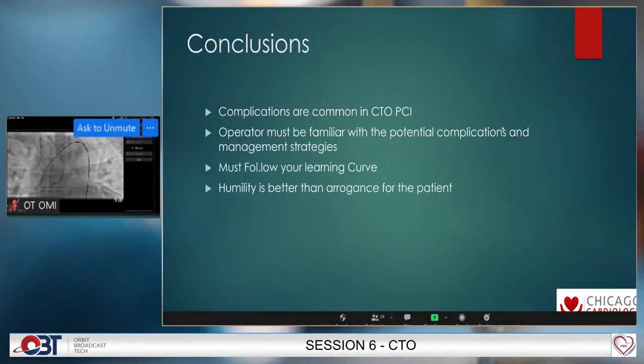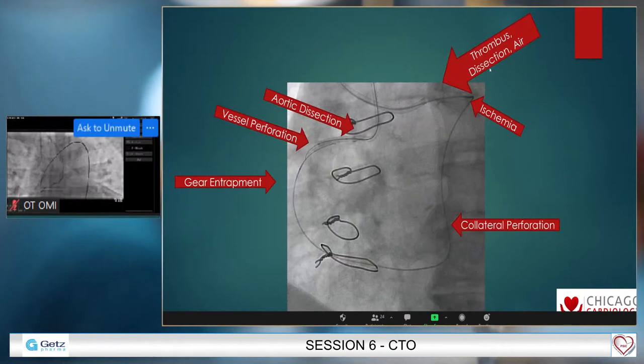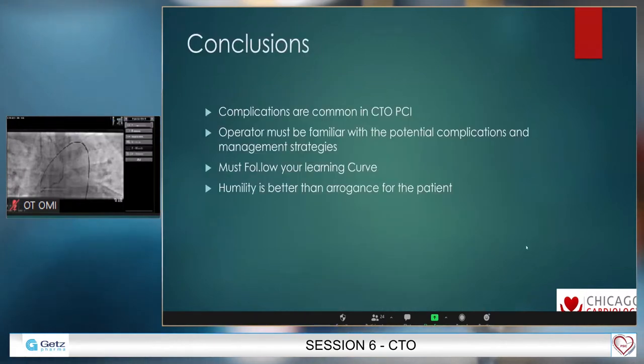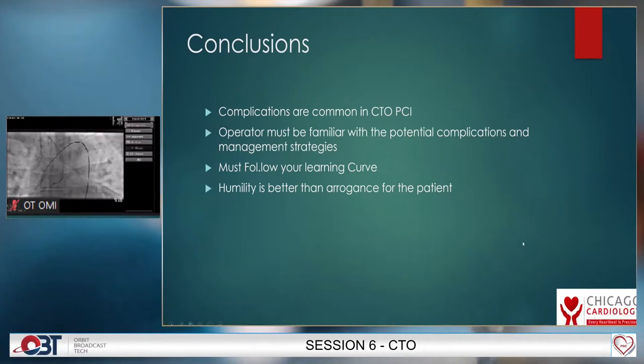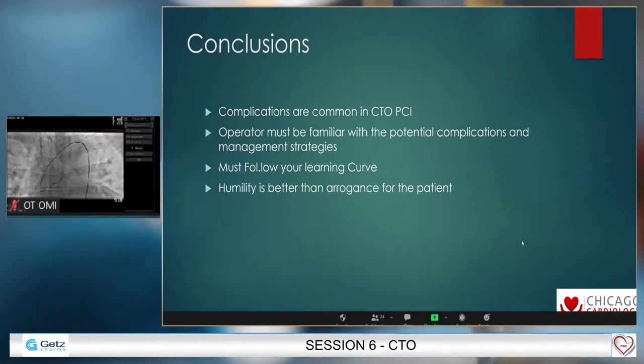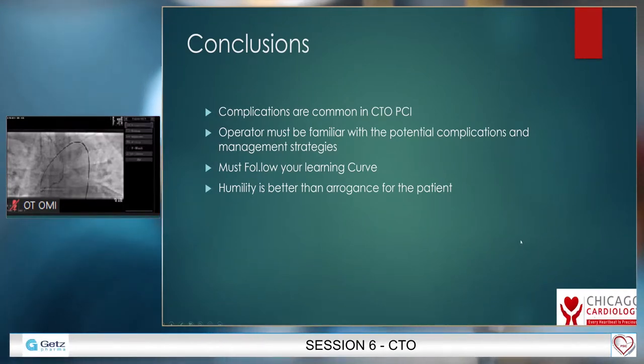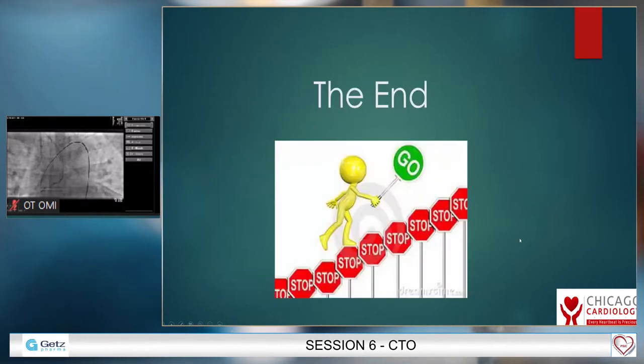Conclusion: complications are common. Operators must be familiar with potential complications and management strategies. You must follow your learning curve. You don't start with a J-CTO or MA5. And humility is better than arrogance for the patient. A patient alive can come back. Make sure you give up if you need to. Thank you.